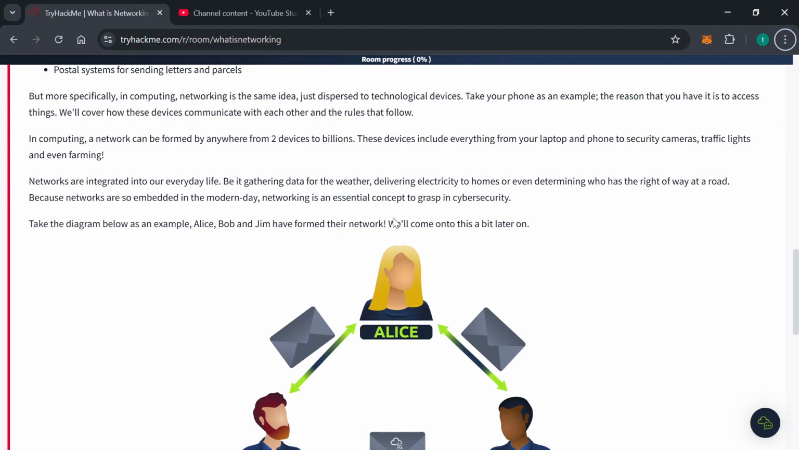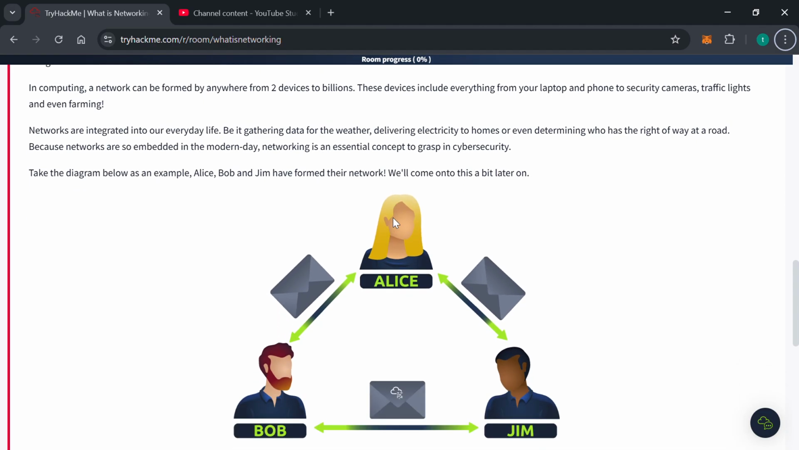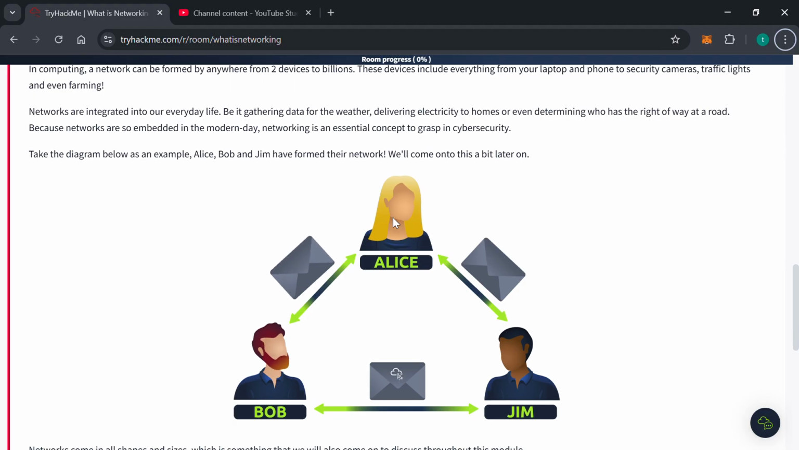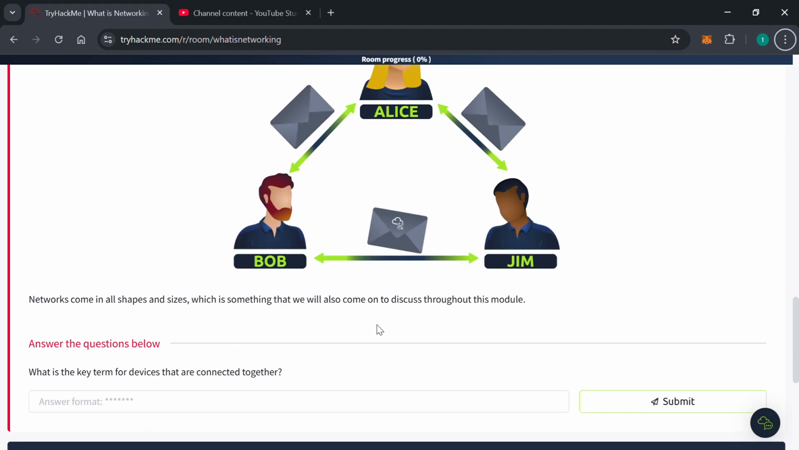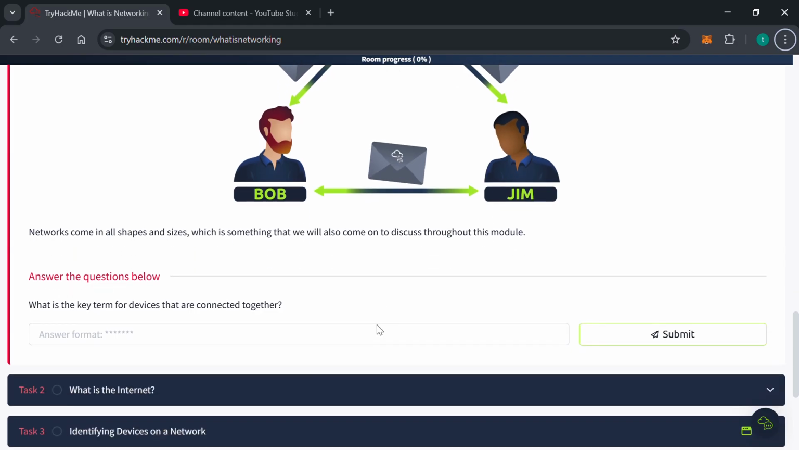Let's take the diagram below as an example. Alice, Bob, and Jim have formed their network. We'll come on to this a bit later on. We can see the 3 of them communicating. Networks come in all shapes and sizes, which is something that we'll also come on to discuss throughout this module.